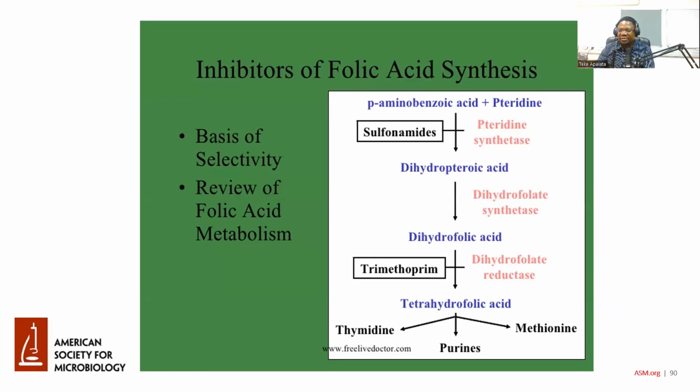So you have PABA, you have aminobenzoic acid plus pyridine. Here you have the enzyme called pyridine synthetase that converts this combination to dihydropteroic acid, and another enzyme called dihydrofolate synthase that converts this dihydropteroic acid to dihydrofolic acid. Then from here, we have another enzyme called dihydrofolate reductase that converts this to tetrahydrofolic acid.